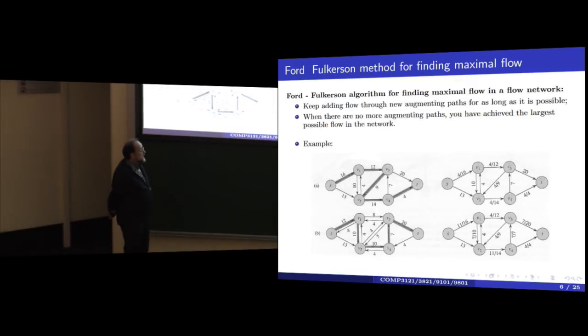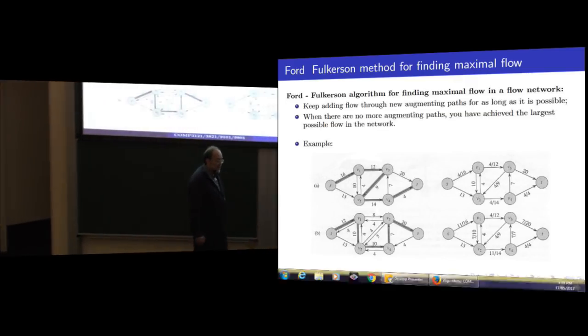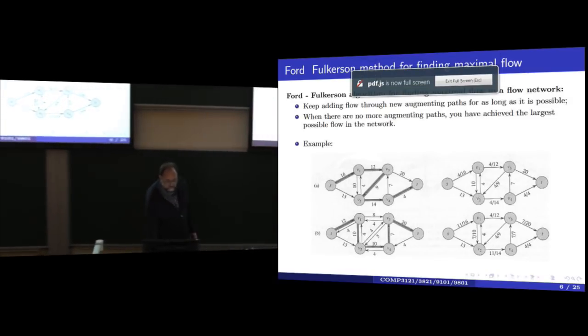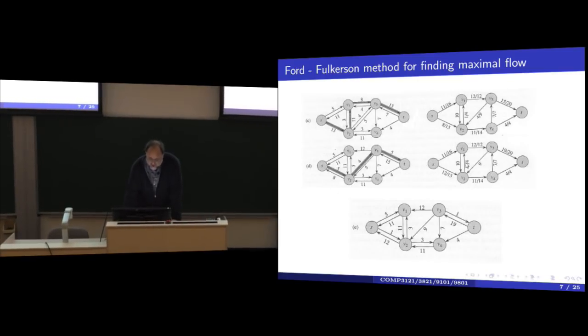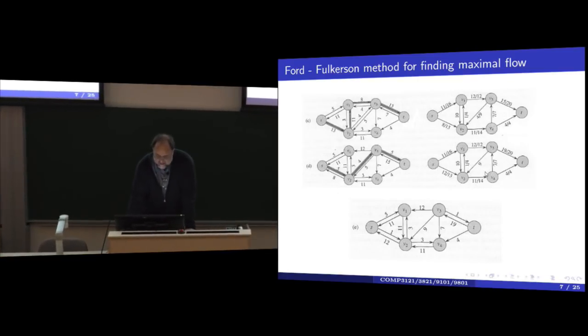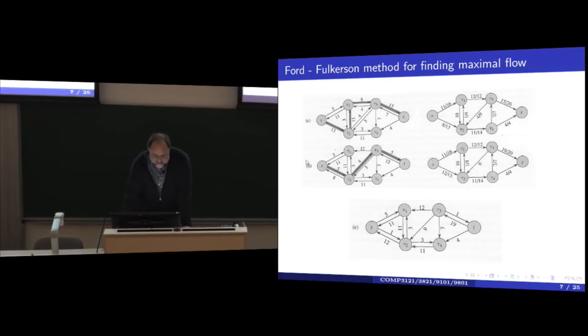And you keep doing that for as long as your residual flow network has augmenting paths. If you go through these diagrams, you will see that after adding this last path, the residual flow network has no longer augmenting paths. Simply, there are no paths from the source to the sink. And this is where the algorithm stops.